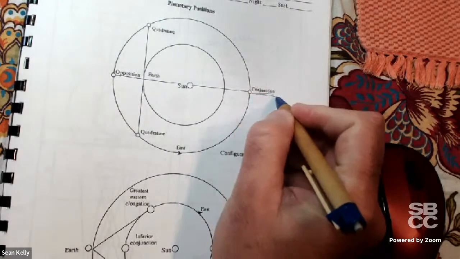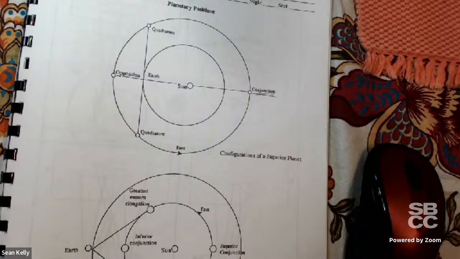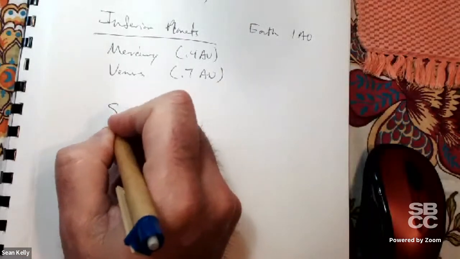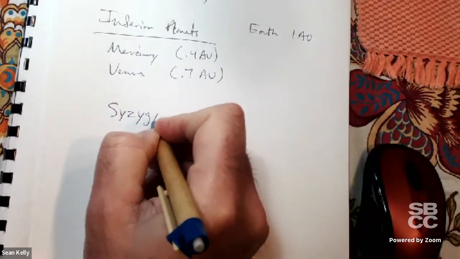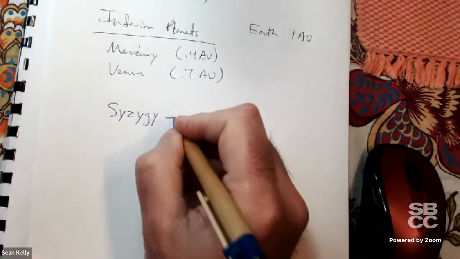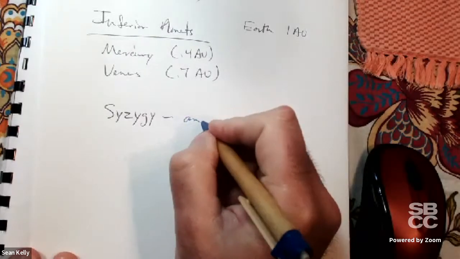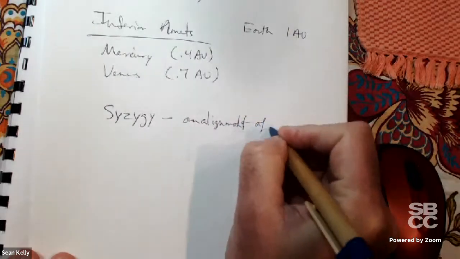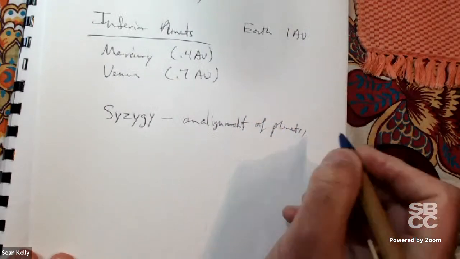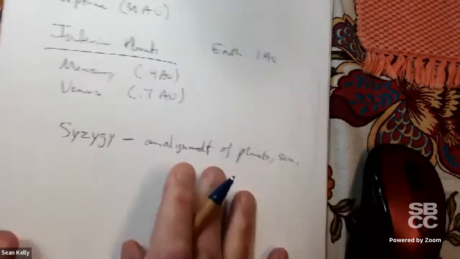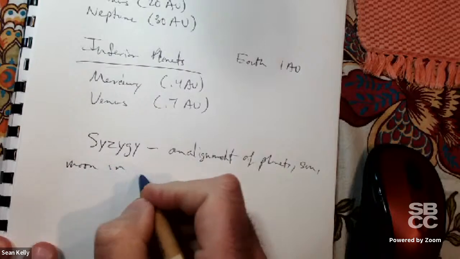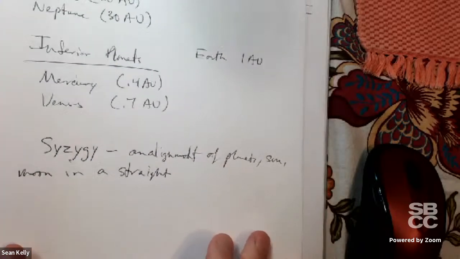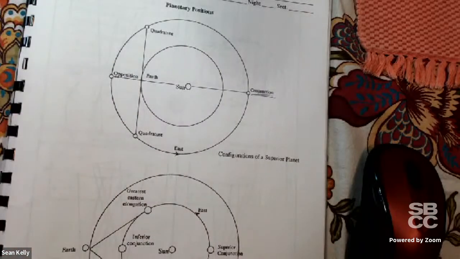The word conjunction over here means that the planets are lined up with the sun. And we actually have a special name; I want to introduce a new term to you: syzygy. Syzygy is an alignment of planets and the sun, and maybe the moon, in a straight line. So when we have a planet lined up with the sun, it is called a conjunction. This picture shows you a conjunction.